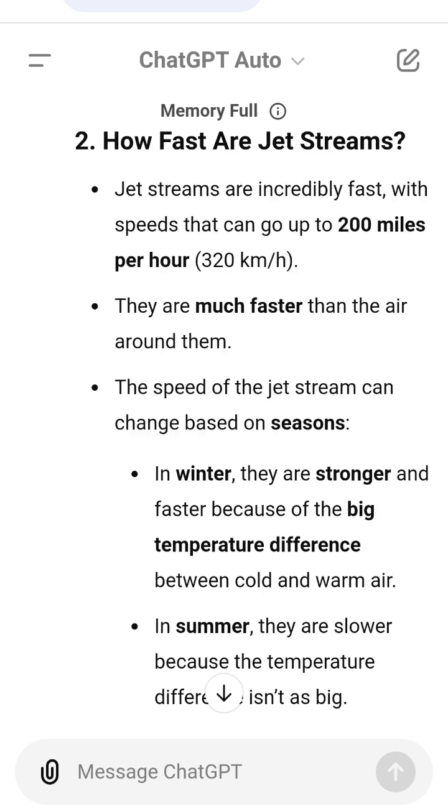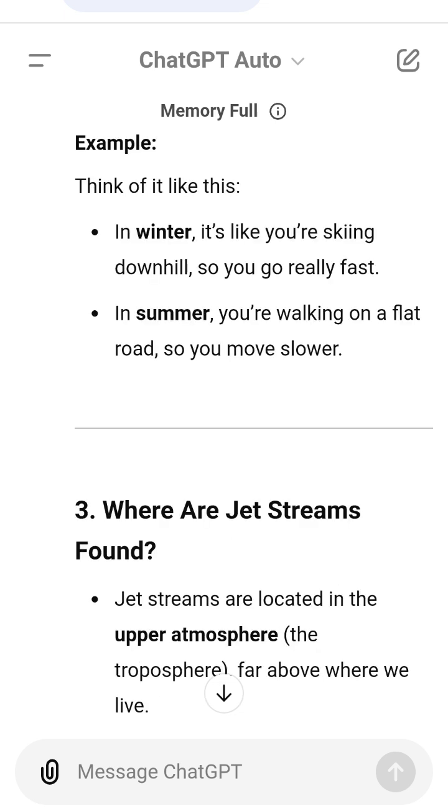Example: imagine a balloon. When you let go of it, the air rushes out quickly, creating wind. The jet stream is like that rush of air, but in the atmosphere.